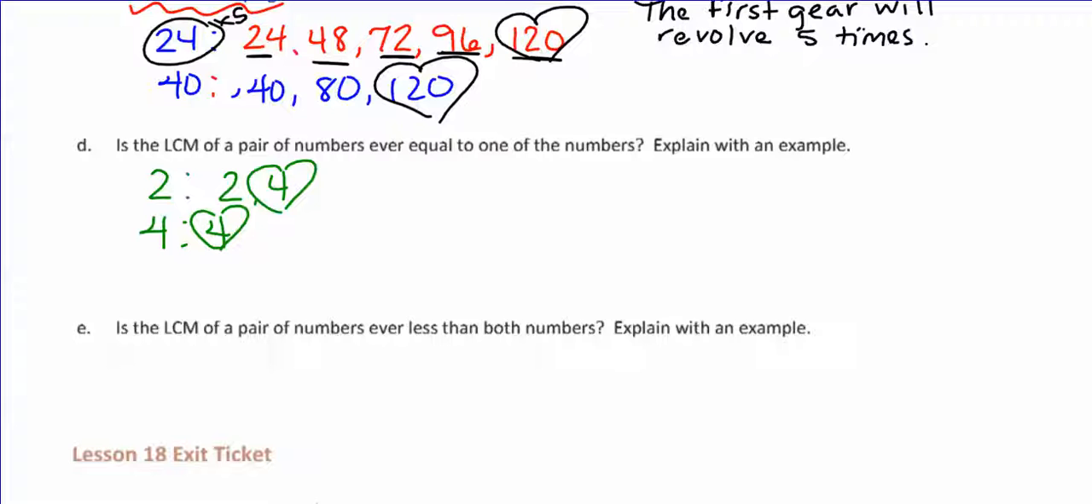Can you give any other examples where this works? Xavier? 15 and 30. Very good. 15, you'd go 15, 30. For 30, you would just go 30, right? So I love these because you only have to multiply by 1 for one of your two multiples.